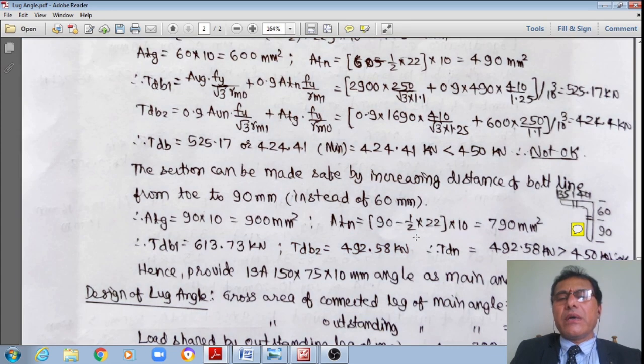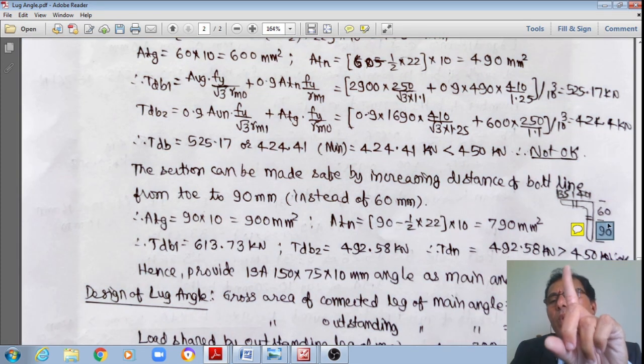Therefore the block shear strength is the least of these two values, 492.58 kilonewton, which is greater than 450 kilonewton. Therefore it is okay. Just by changing this distance from 60 mm to 90 mm, that is one alternative.